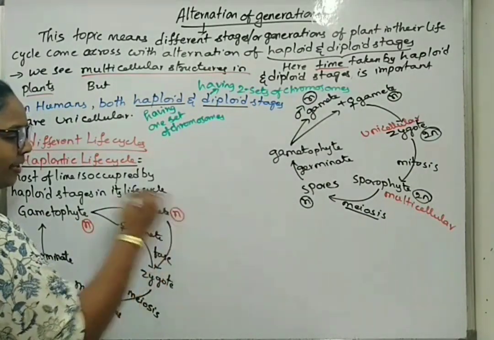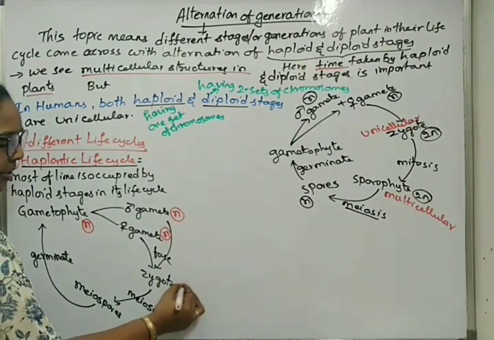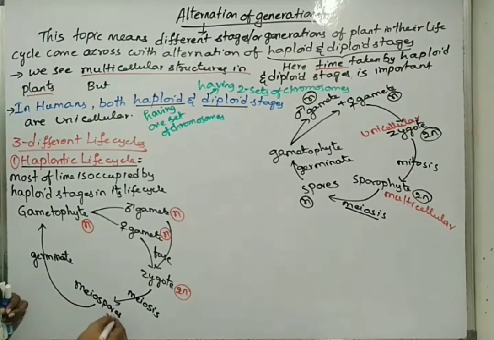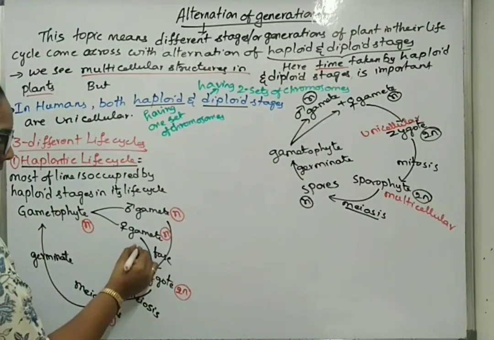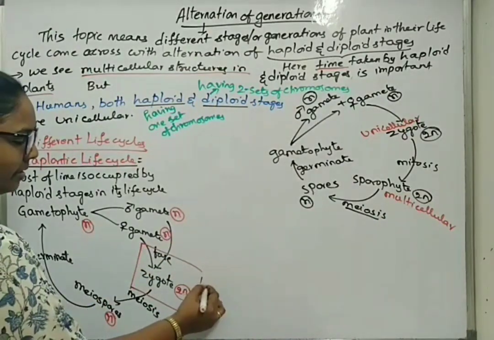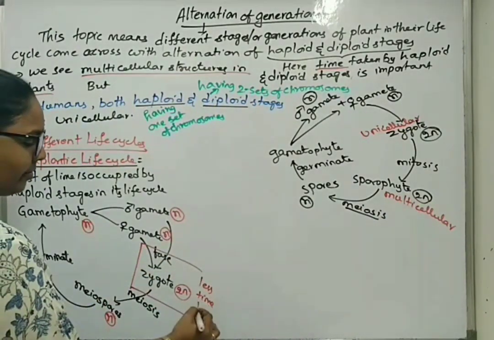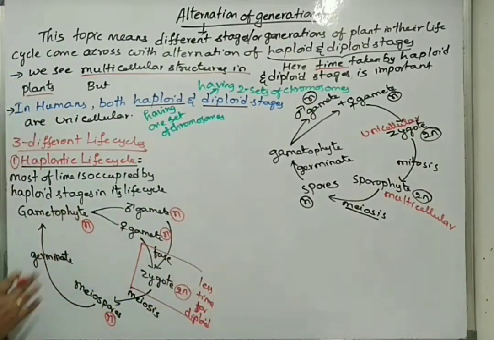The male gamete is haploid in nature. The female gamete is haploid in nature. The zygote is diploid in nature. The meiospores are haploid in nature. So here we have seen very little time is for the diploid stage. Such a type of life cycle is called a haplontic life cycle.